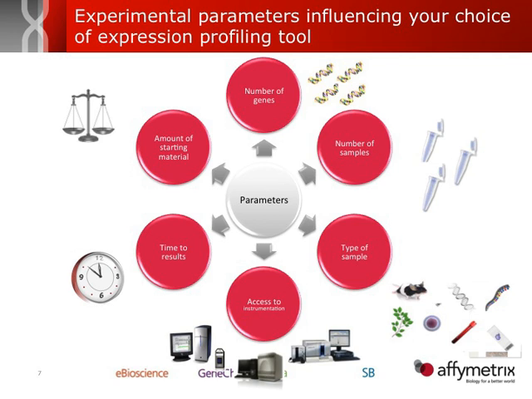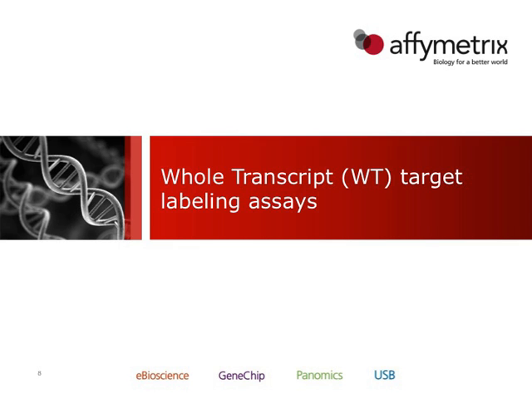And then obviously amount of starting material is something that's also very, very important. If you're using cells that you can grow up in culture, then you probably have tons of RNA. But if you're using formalin-fixed, paraffin-embedded blocks, those tissues are very precious, and you don't want to use very much. And so Affymetrix has solutions that will work with a wide variety, a broad range of starting material and input amounts.